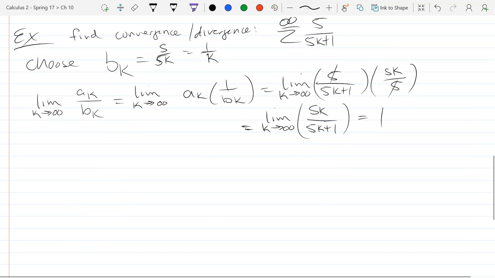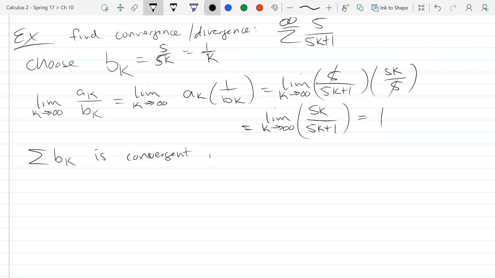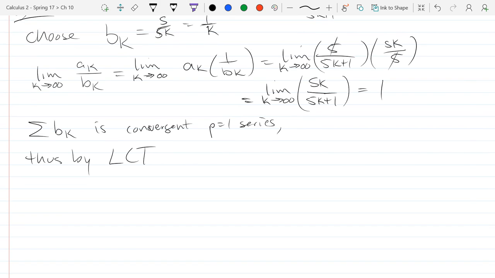All right, so this means they behave the same. I know that BK converges because it's a convergent p-series. So LCT, limit comparison test. Our summation of AK converges, which is 5 over 5K plus 1. Oh, yeah. Duh. Divergent. All right, so making sure you're paying attention. It's a divergent p-series, so by limit comparison test, this diverges.